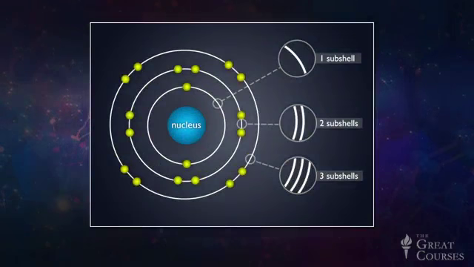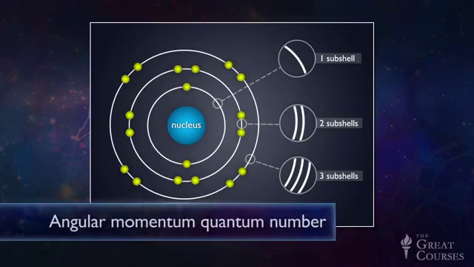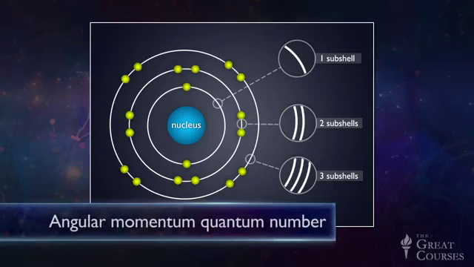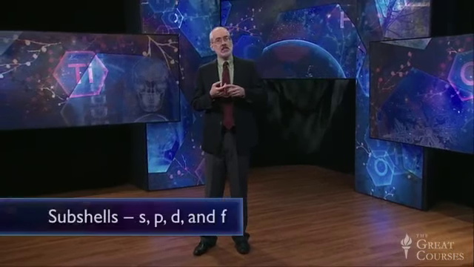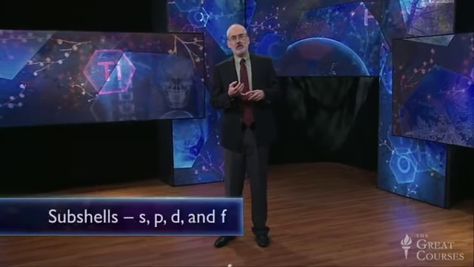Subshells can also be labeled with a second quantum number called the angular momentum quantum number, because quantum mechanics predicts that the angular momentum of the electron is quantized as well. But for this second quantum number, rather than using numbers to label the value, we use letters. This keeps us from getting confused between the two separate quantum numbers. The first four labels, which are the most common ones, are in order S, P, D, and F.